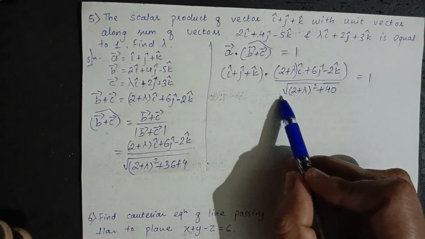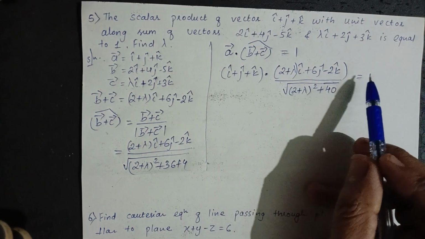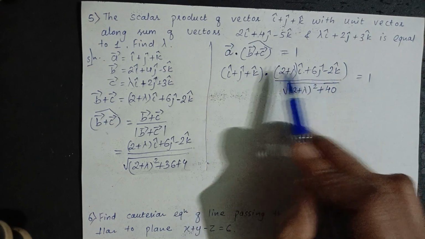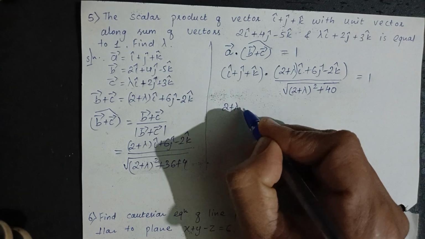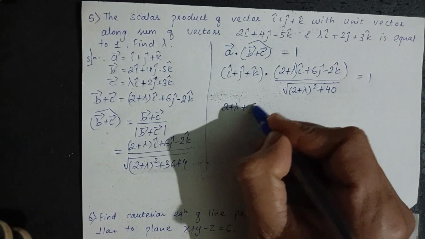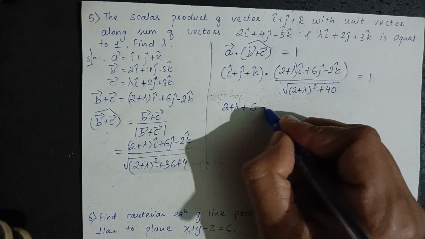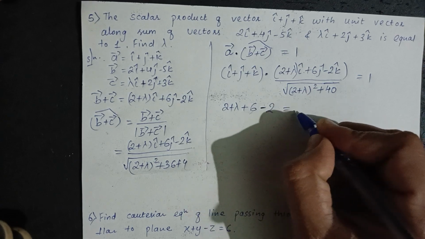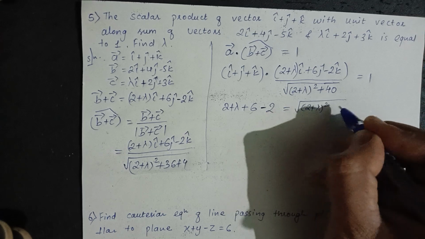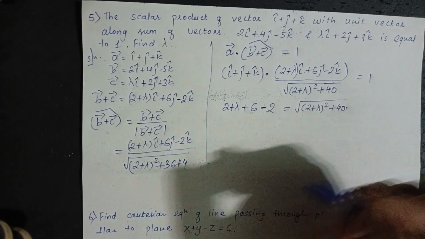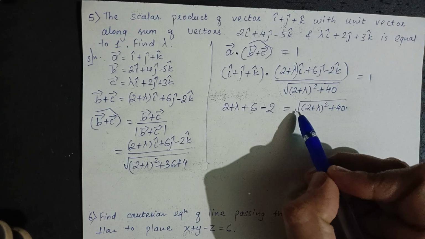Now this is a scalar quantity, so this gets multiplied here. You can do the dot product. So this becomes 2 plus lambda plus 6 minus 2 equal to root of 2 plus lambda the whole square plus 40. Now we have to remove this root.